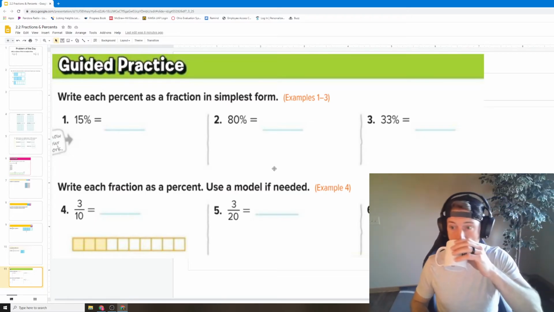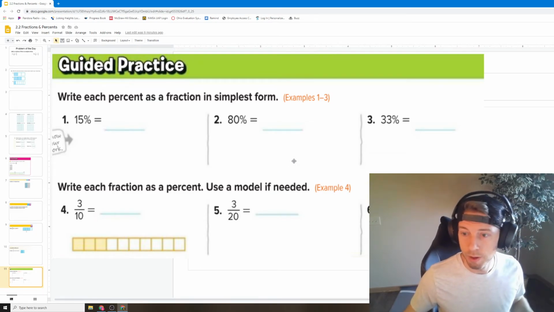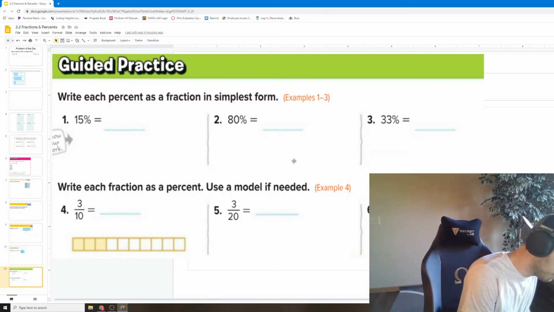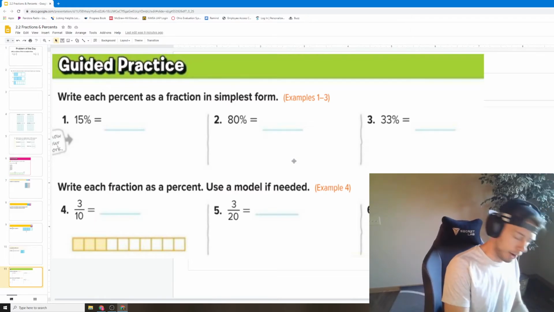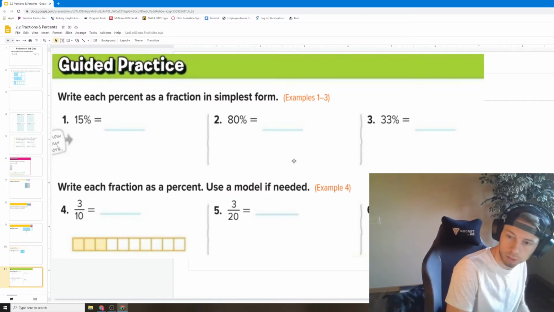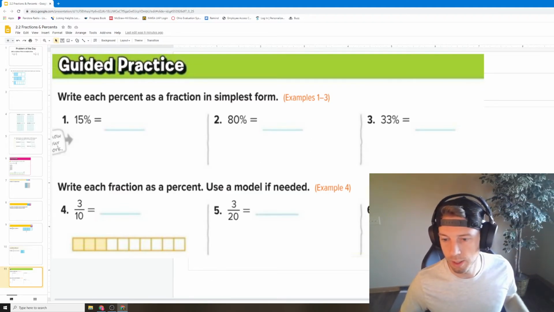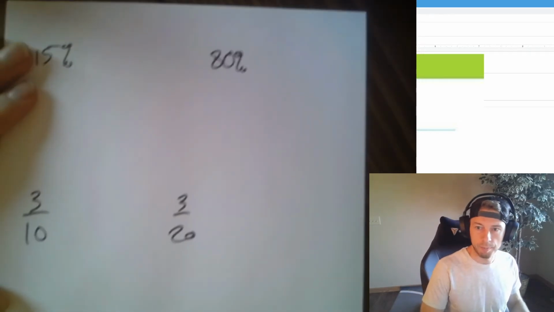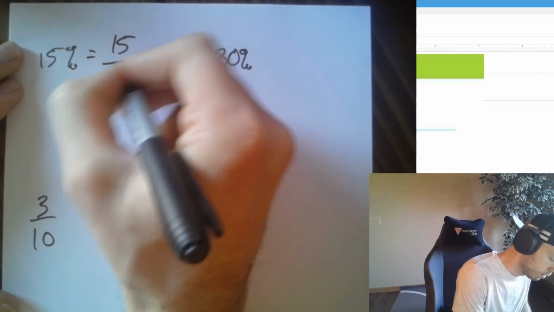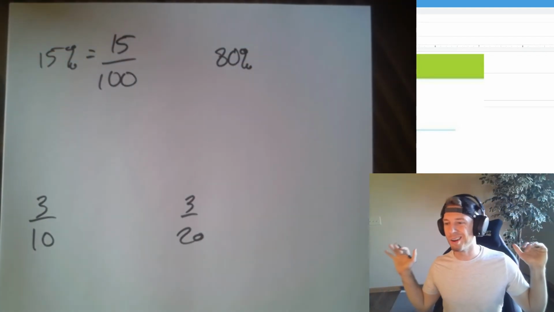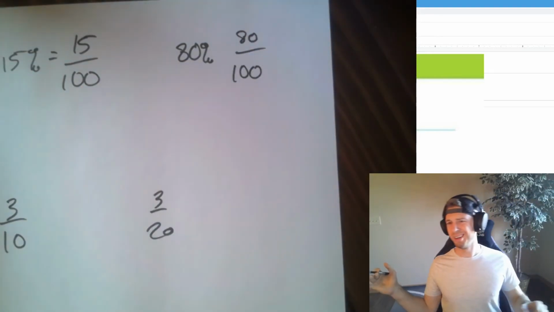All right, guys, hopefully you're coming back. Now we're going to go through it. Number 1 was 15% to a fraction. Number 2 was 80% to a fraction. And then we have some fractions that we had to turn to percentages. I just wrote those down really quick, so let's see what we got. The first one, 15% to a fraction: easy, just put it over 100. Same with the second one, 80 over 100, done.